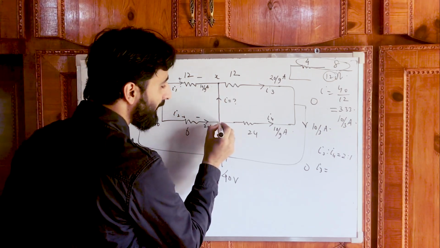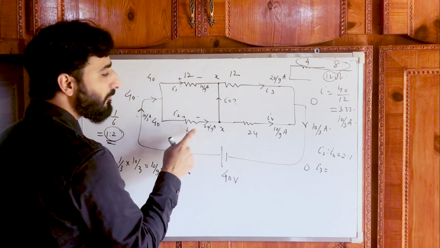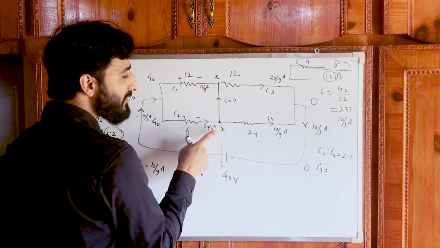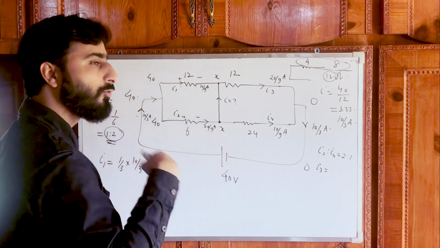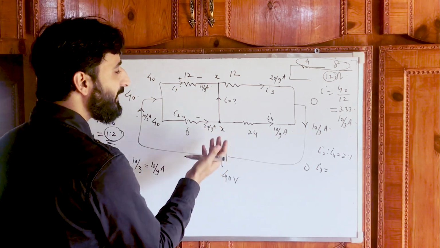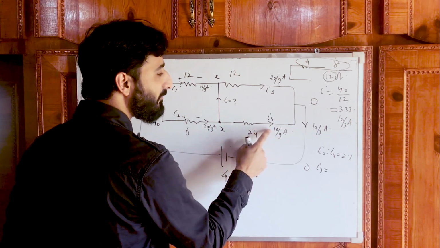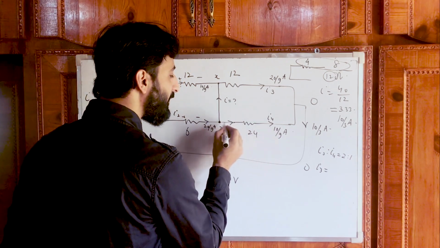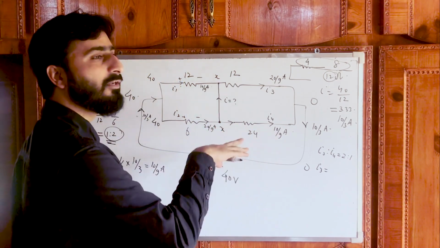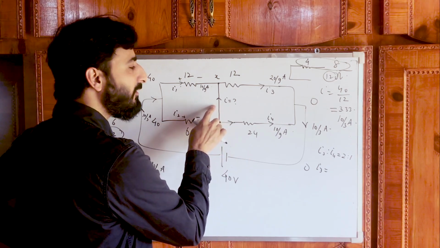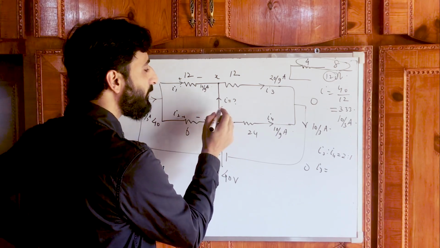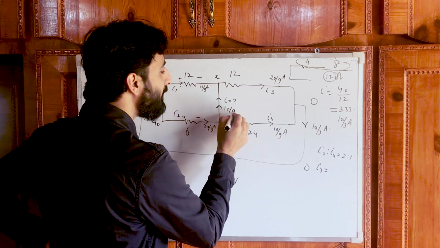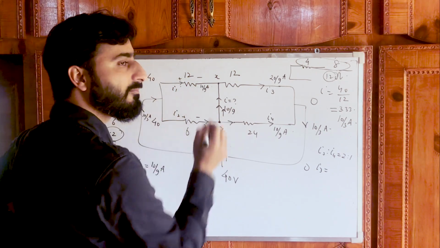Now let's try to analyze this node. What is the value of this current coming towards the node? That is 20 by 9. And what is the value of the current that has to go away from the node? Going away from the node or exiting the node is 10 by 9 ampere from here, and the rest of the value will flow through this. So the value of the current flowing through this will be 20 by 9 minus 10 by 9, that is 10 by 9 upwards.